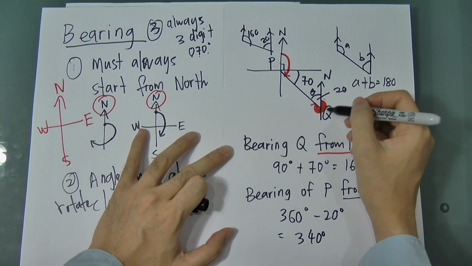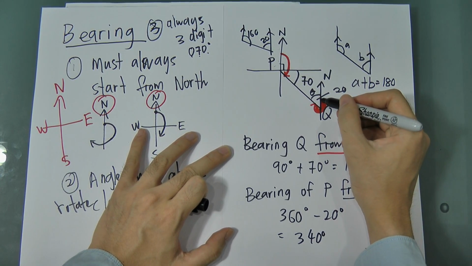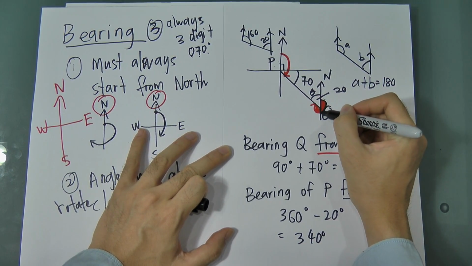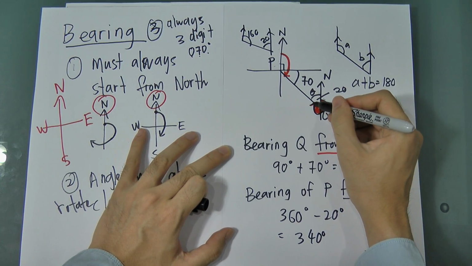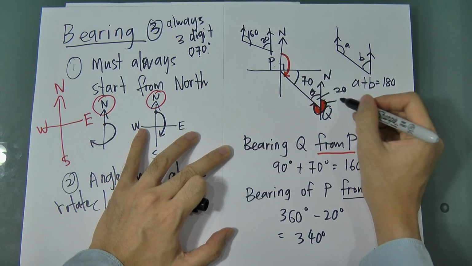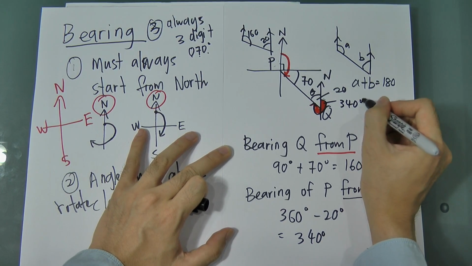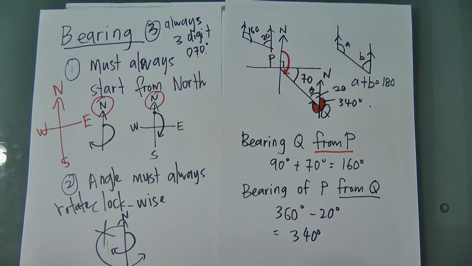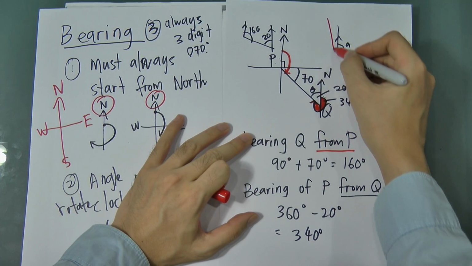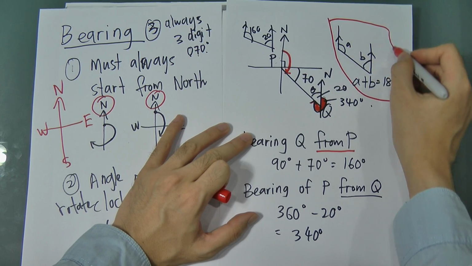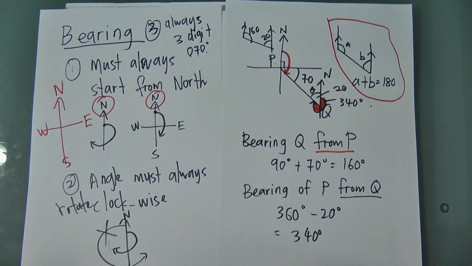This means, if this is Q, from north you rotate until the line connecting P and Q. The total here is 340. This is the meaning of bearing. So for the bearing part, this information is very important because you always need to add the north line by yourself.